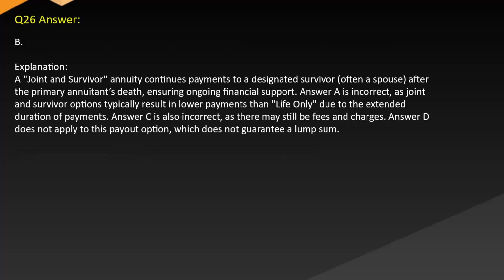Answer B. Explanation. A joint and survivor annuity continues payments to a designated survivor, often a spouse, after the primary annuitant's death, ensuring ongoing financial support. Answer A is incorrect, as joint and survivor options typically result in lower payments than a life-only due to the extended duration of payments. Answer C is also incorrect, as there may still be fees and charges. Answer D does not apply to this payout option, which does not guarantee a lump sum.